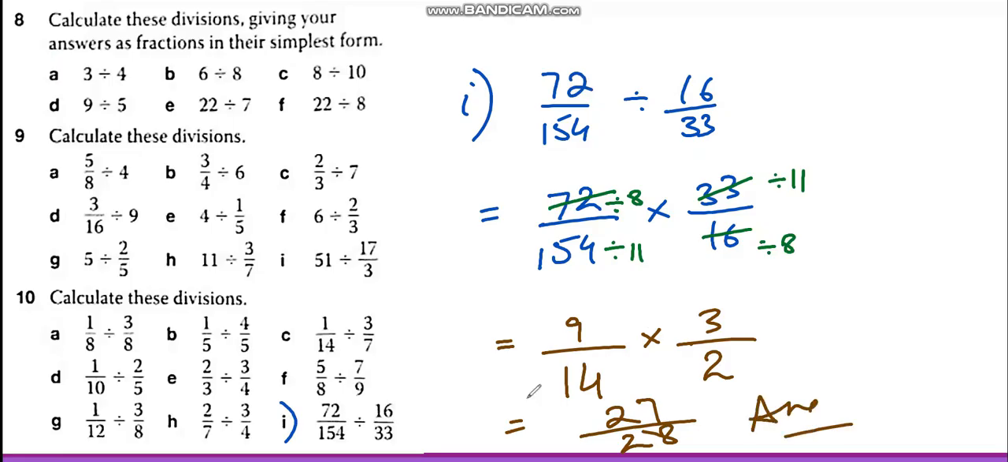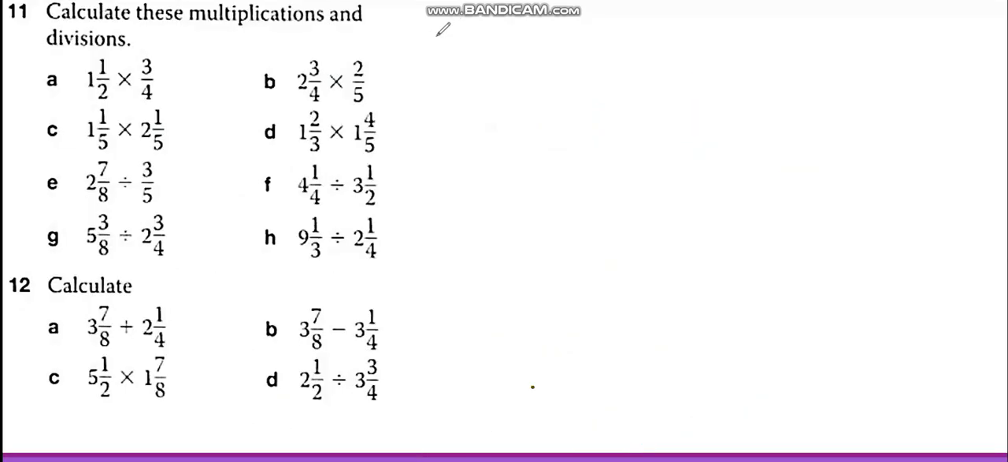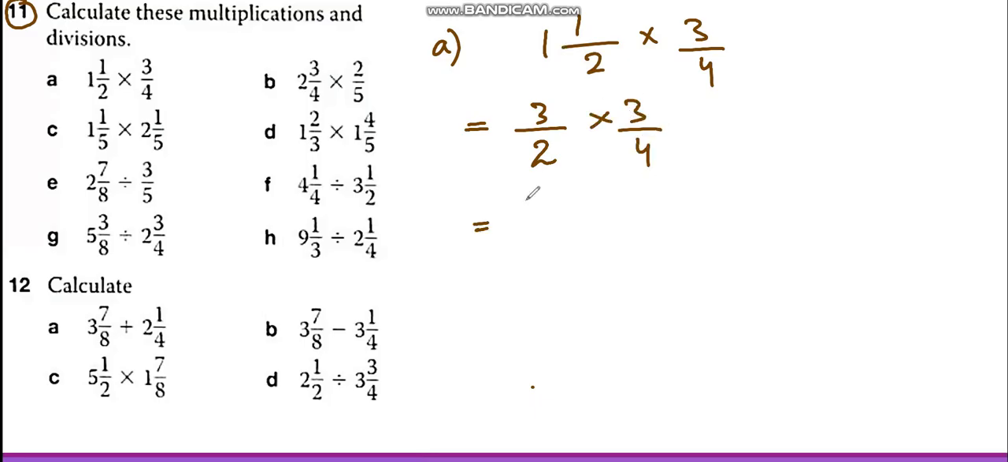Now let's proceed to next question. In question number 11, again, we are going to deal with the multiplication and division of fractions. So let's do the A part here. We need to multiply a mixed fraction with a fraction. So first I can convert the mixed fraction into improper, means this will become 3/2, because 2 times 1 is 2 plus 1 is 3. So it is 3/2 times 3/4. So when we multiply, we get 9/8. So this is how we can simply multiply the fractions.